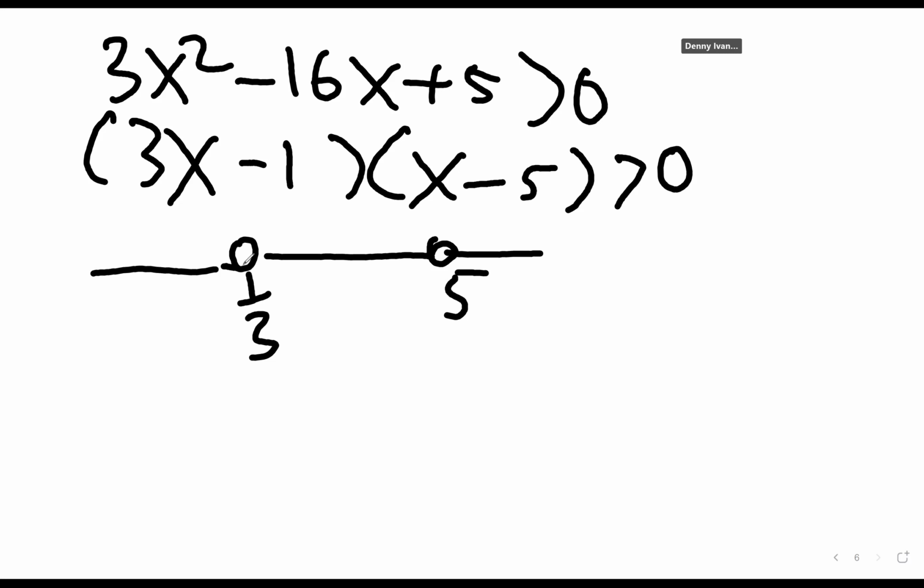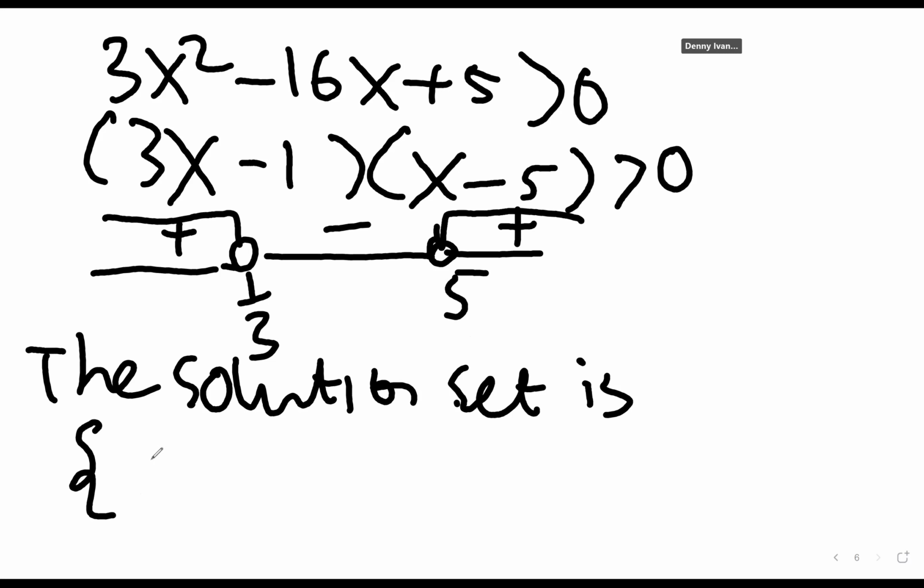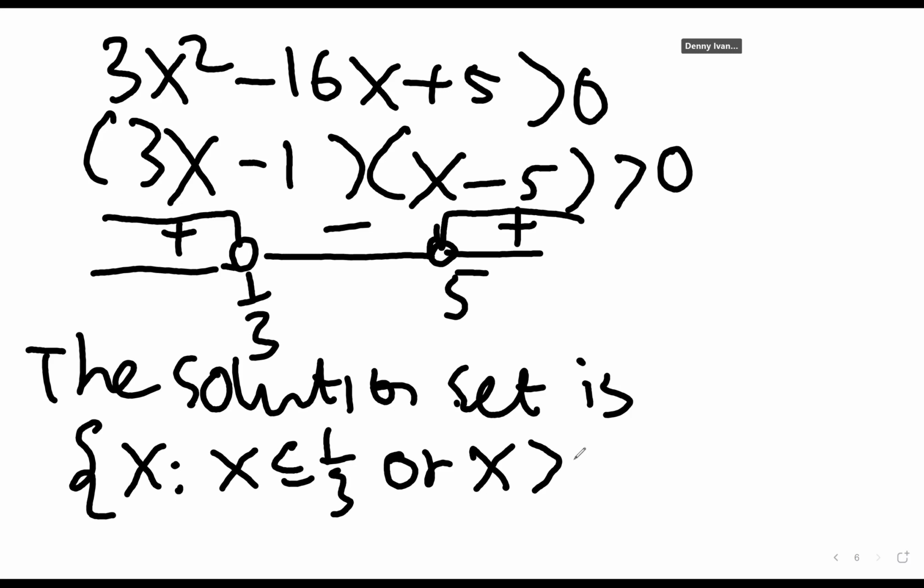And then we should check the sign of this. The sign is plus, minus, plus. Of course, we take the area with the positive sign. So in this case, the solution set is the set of solutions x, where x is less than or equal to 1 over 3, or x is greater than 5. Oops, it's not equal because there is no equal sign there.